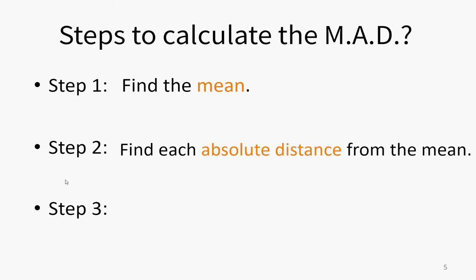Step 2 is we're going to find each absolute distance from the mean. Meaning we're going to take all those data points that we have and say, okay, how many units is 2 from the mean? We're going to do that with every single number, and I'll show you that here in a second. Once we get those distances, and remember, distances are always positive. That's the absolute.